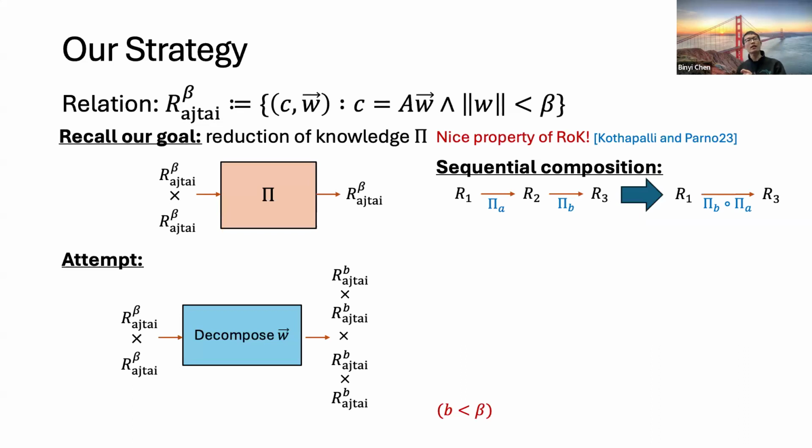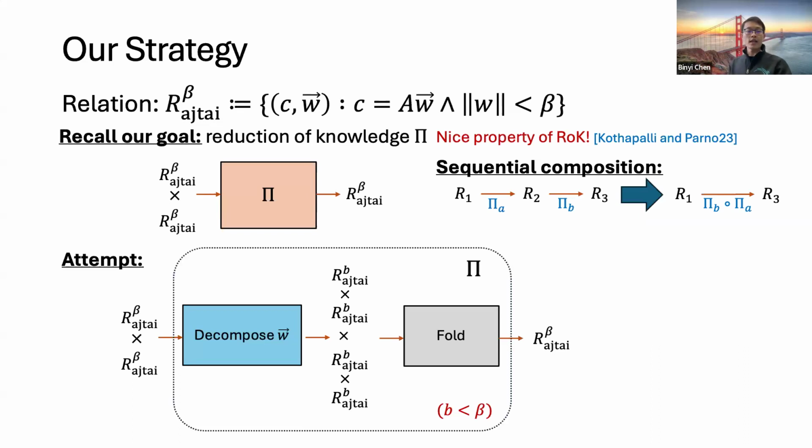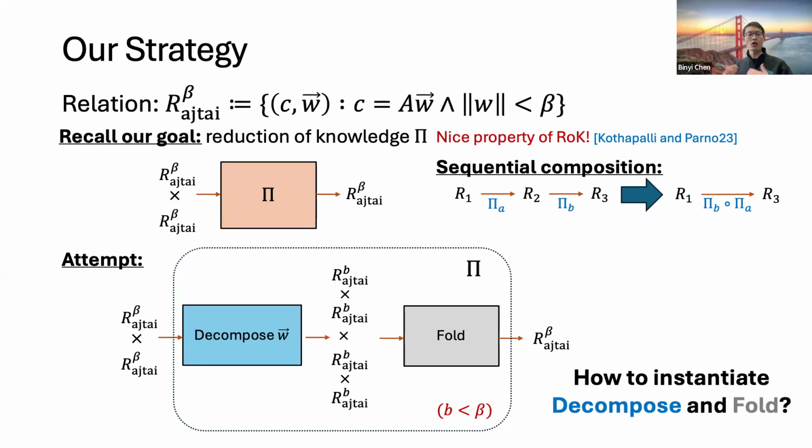Because after splitting, I can make sure that for each of the statements, this witness will have even smaller norms. Okay, and after that, we'll do this random combination and design a very careful folding scheme so that we can fold these 4 statements back to 1 statement, where the norm is still less than R_{type, beta}. And then you compose these together. That's exactly what you want for pi, right? So now the question is how to instantiate, decompose, and fold.